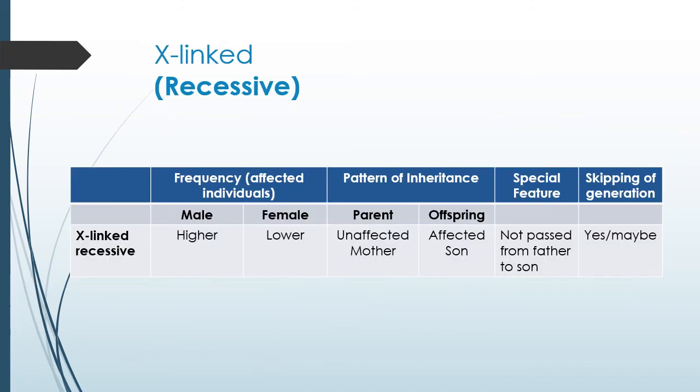Let us proceed to identifying the features of X-linked recessive traits. As to frequency of occurrence, the trait could be found affecting more males than females. The recessive trait usually came from an unaffected mother, but when she bore a son, her son will be affected by the disease. What is peculiar in this type of inheritance pattern is that the trait is not passed on from a father to his son. Since the trait is recessive, and will require 2 copies of the recessive alleles before it could be expressed, skipping of generation along the family tree is expected.